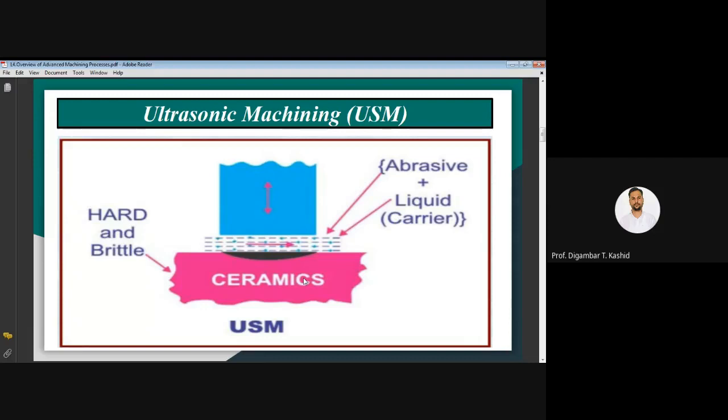So a slurry will be formed, and the vibrations will be there at the tip of your tool. Those vibrations are going to transfer to your abrasive particles, and due to the impact, the hitting of the abrasive particles on your workpiece top surface, the material removal will happen.